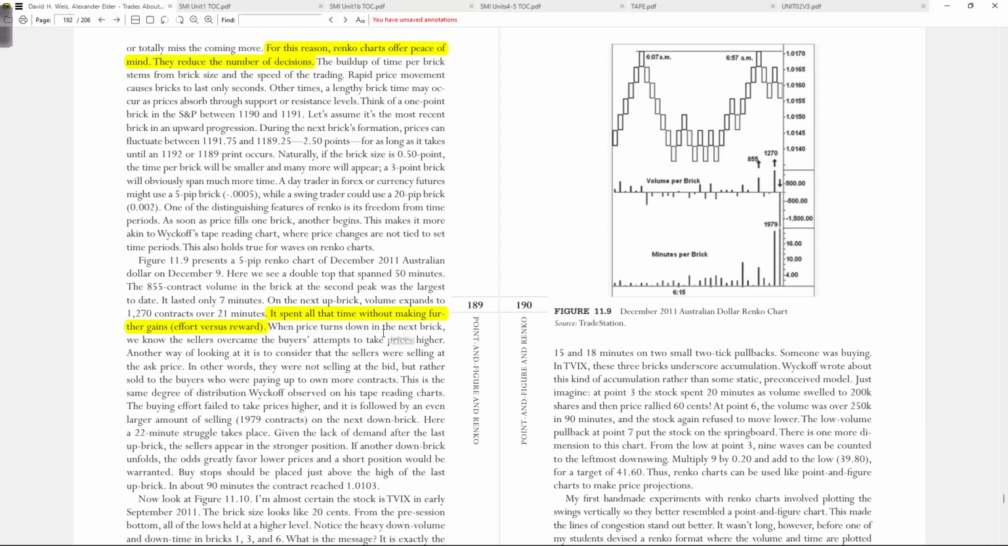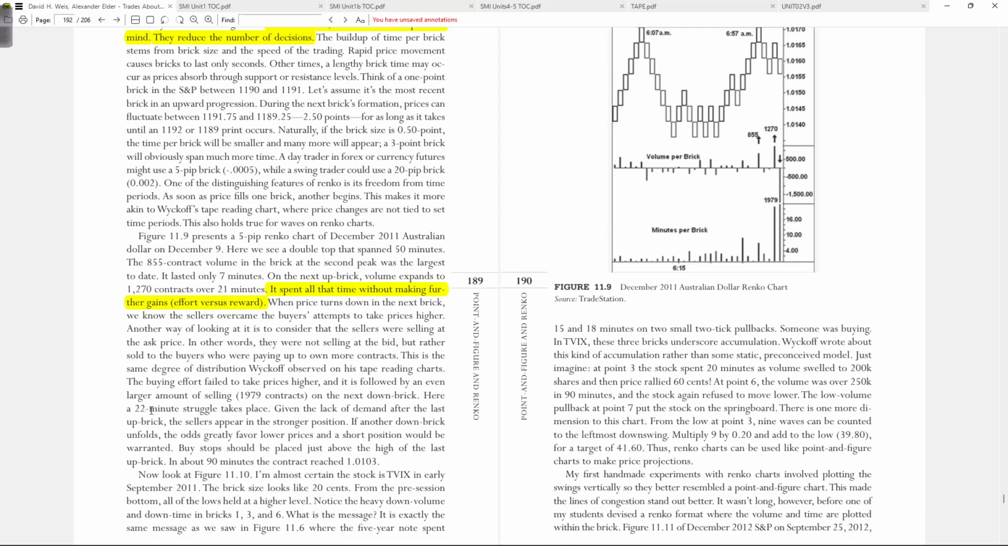When price turns down in the next break, we know the sellers overcame the buyers' attempts to take prices higher. Another way of looking at it is to consider that the sellers were selling at the ask price. In other words, they were not selling at the bid, but rather sold to the buyers who were paying up to own more contracts. This is the same degree of distribution Markov observed on his tape reading charts. The buying effort failed to take prices higher, and it is followed by an even larger amount of selling: 1,979 contracts on the next downbreak.